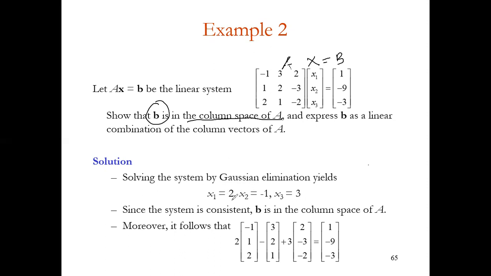Okay, so here the system is consistent. So we can say that P is in the column space of A. Just want to prove, for example, if you multiply negative 1, 1, 2 by x1, and so on, 3 by x3, you just put x1, x2, x3 and check whether the result is 1, -9, and -3, and this is a consistent system.